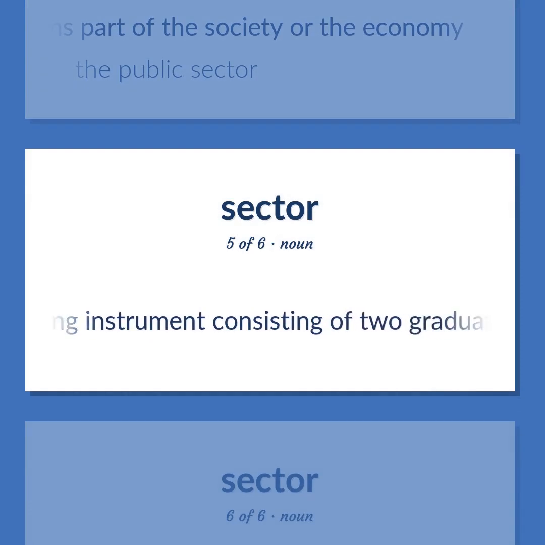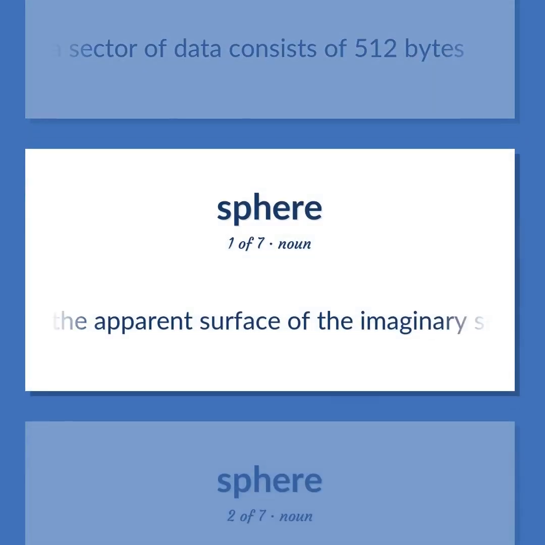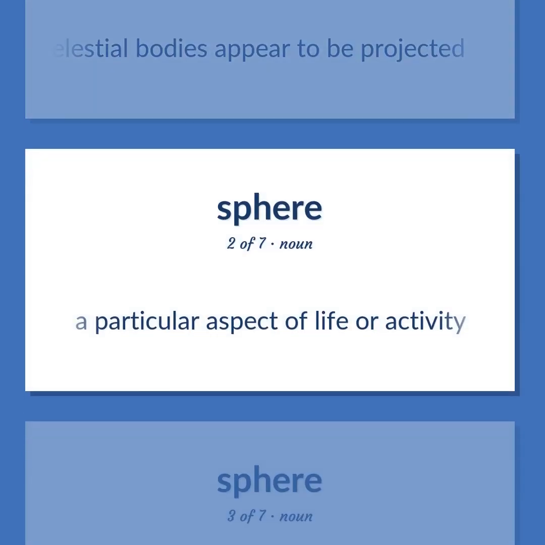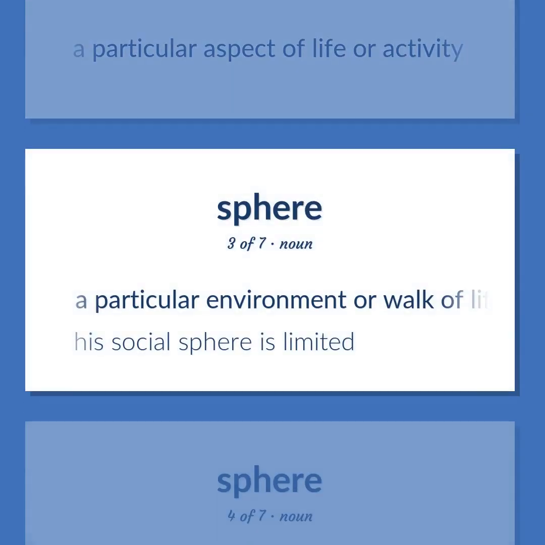Measuring instrument consisting of two graduated arms hinged at one end. The minimum track length that can be assigned to store information. Unless otherwise specified, a sector of data consists of 512 bytes. The apparent surface of the imaginary sphere on which celestial bodies appear to be projected. A particular aspect of life or activity. A particular environment or walk of life. His social sphere is limited.